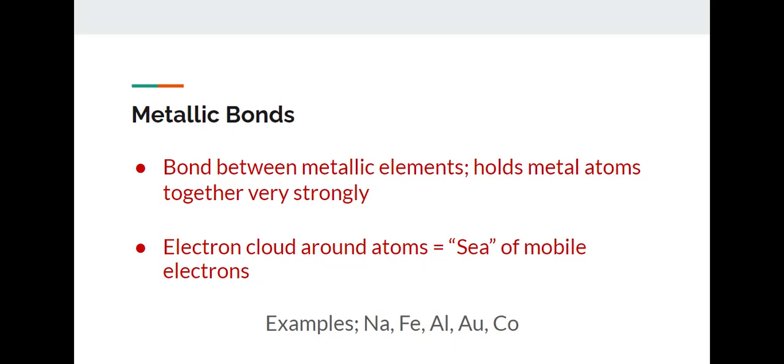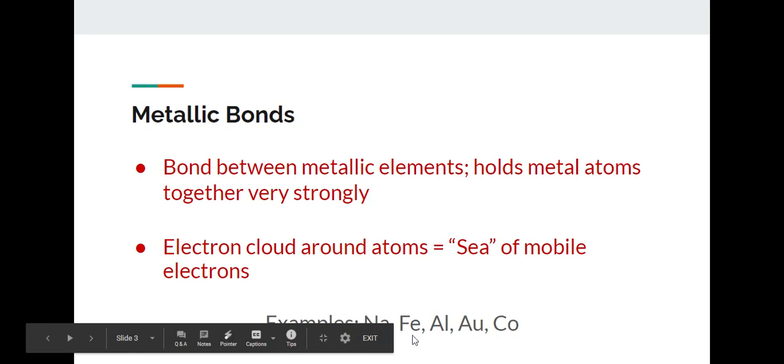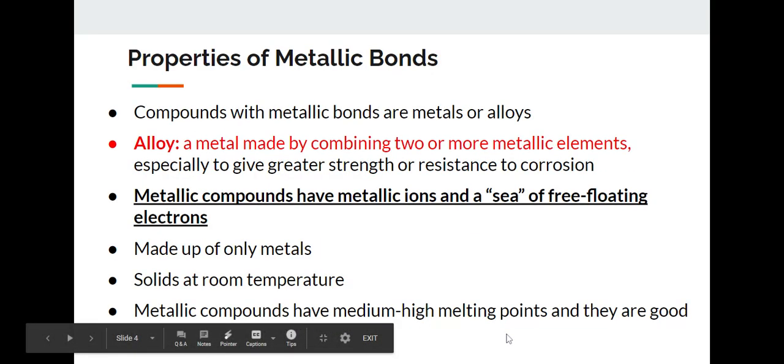It holds metal atoms together very strongly. Electrons cloud around atoms, like there's an electron cloud around the atom, which we also call a sea of mobile electrons or delocalized electrons. Examples of atoms that could form metallic bonds are sodium, iron, aluminum, gold, and copper. I'm sorry, this is cobalt.